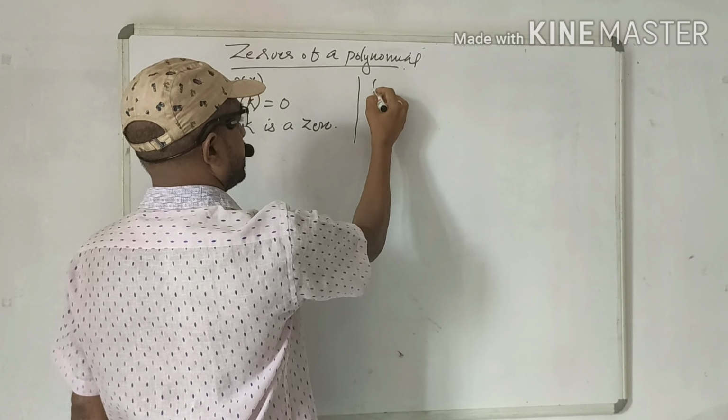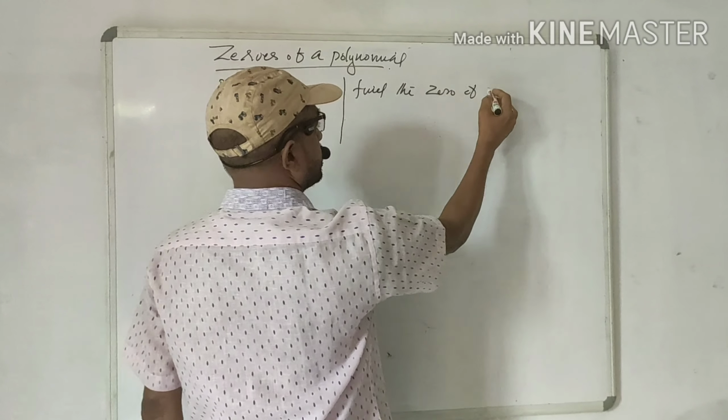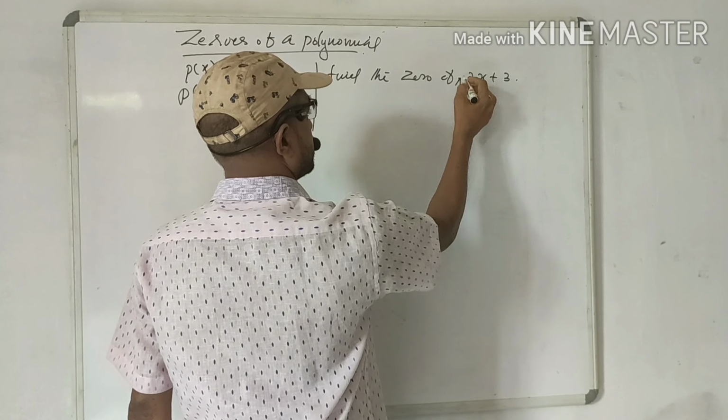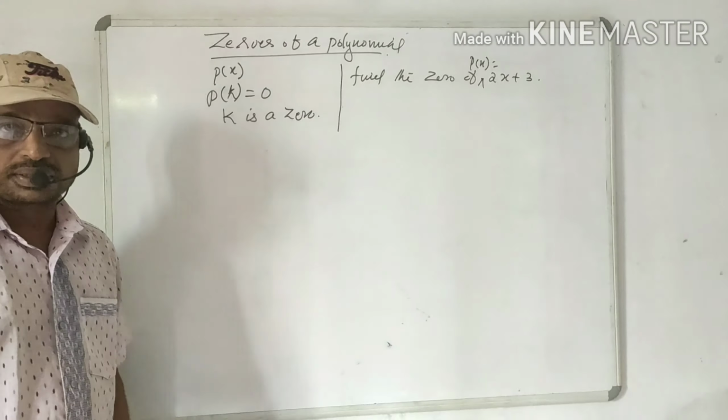an example. Find the zero of 2x plus 3. Let us assume that it is p of x. p of x is equal to 2x plus 3. So how will you find out the zero of 2x plus 3? How will you find out the zero of a polynomial? For that, just equate the given polynomial to 0 and then find the value of the variable. That's all. So in order to find out the zero of this polynomial, just equate it to 0. That is, 2x plus 3 is the given polynomial, and that is equal to 0.